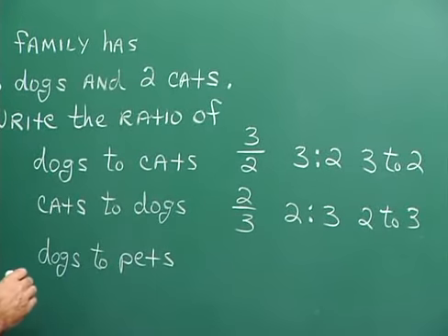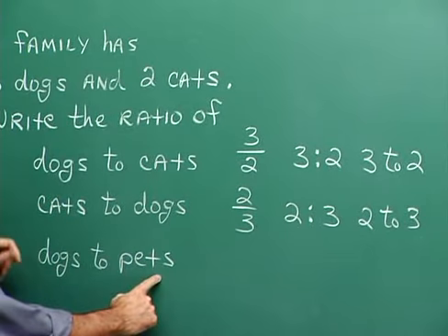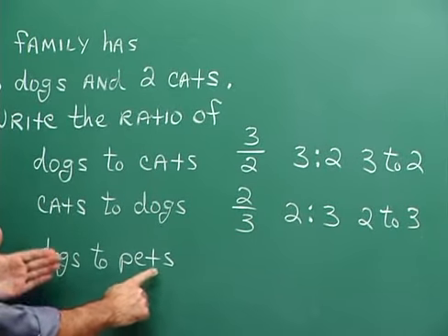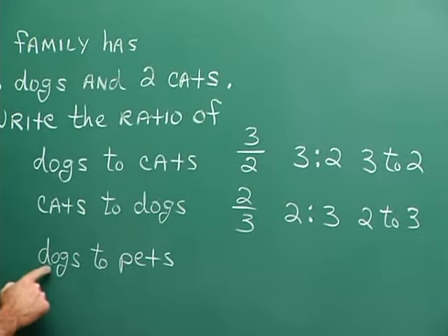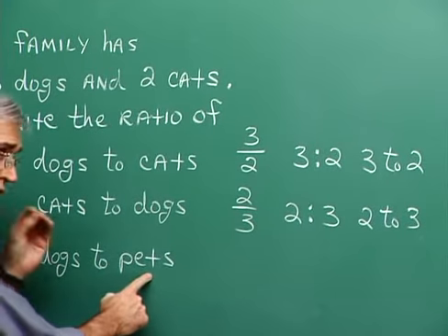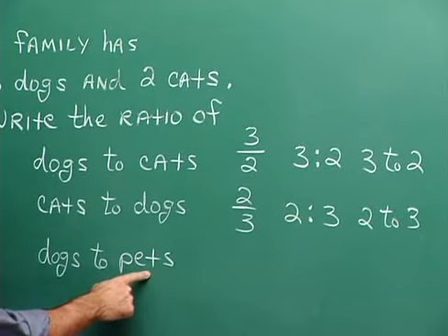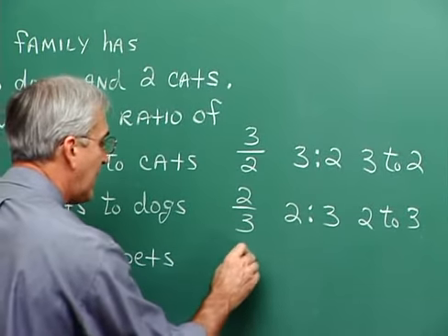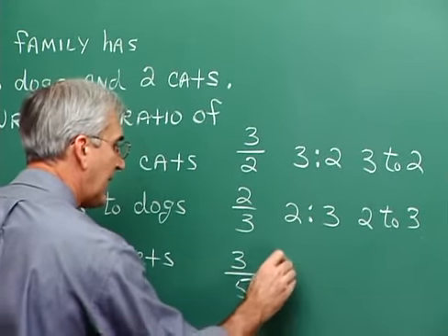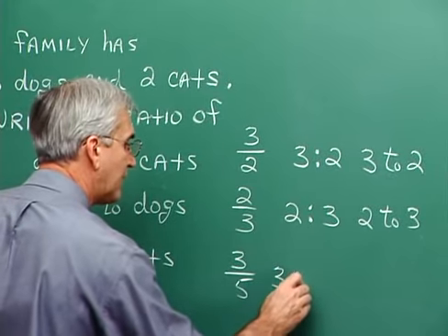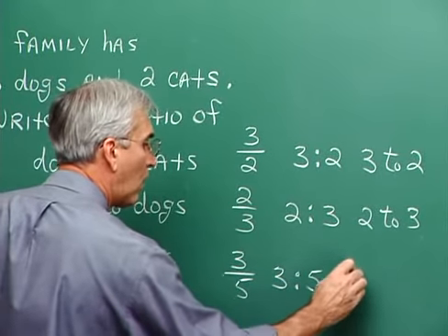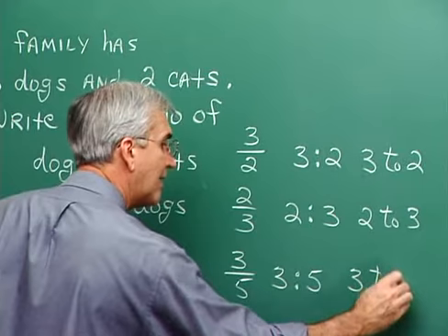If we want to write the ratio of dogs to pets, since there are 5 total pets, the numbers involved would be the number of dogs associated with the number of pets. Number of dogs is 3, the total number of pets is 5, so it would be 3 to 5. So 3 over 5, or 3:5 like this, or 3 to 5 written like this.